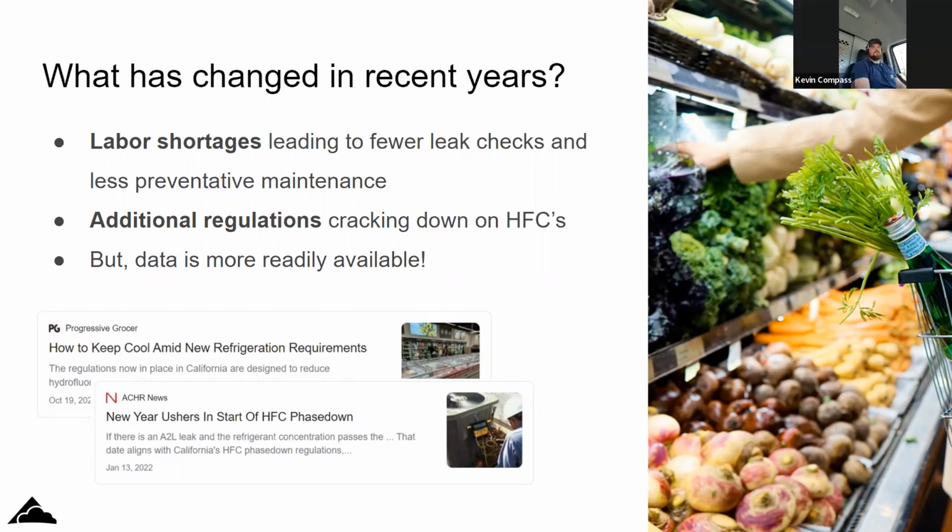Obviously, in the wintertime and the fall and spring, it's a lot different. But in the summertime, coming from a contractor mindset, it's almost impossible to do that with the amount of labor we have.